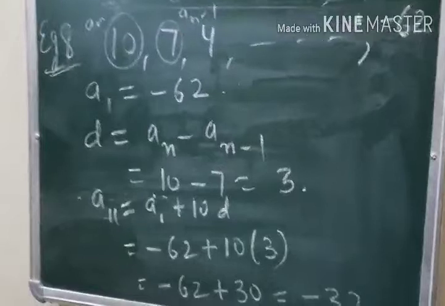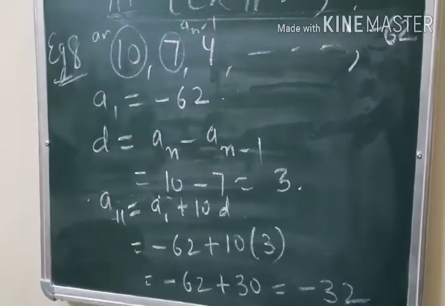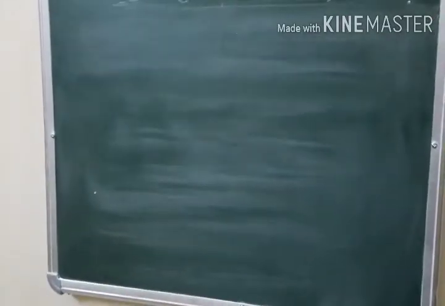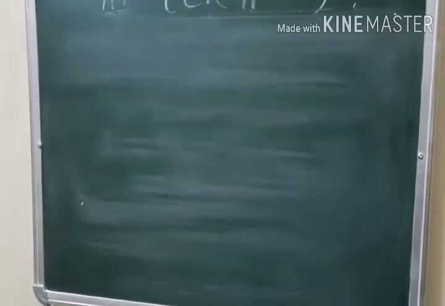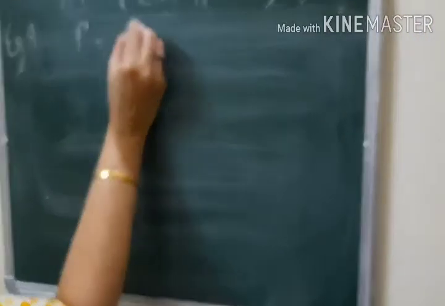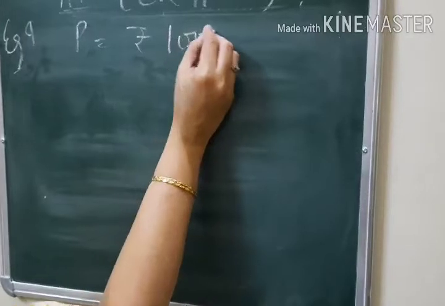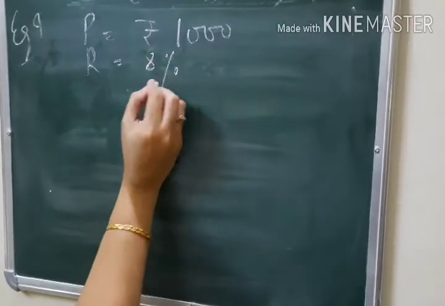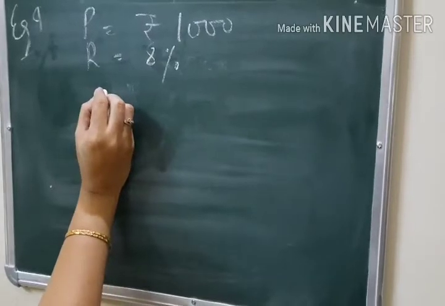Example number 9 is a word problem. A sum of rupees 1000 is invested at 8% simple interest per year. That means principal is given, rupees 1000. Rate is given, 8%, and it is simple interest. Find the interest at the end of each year.